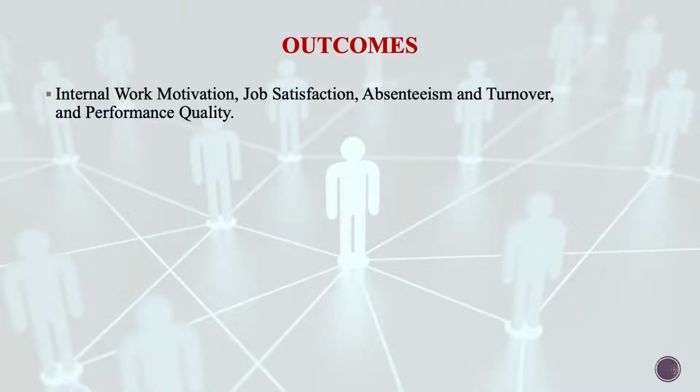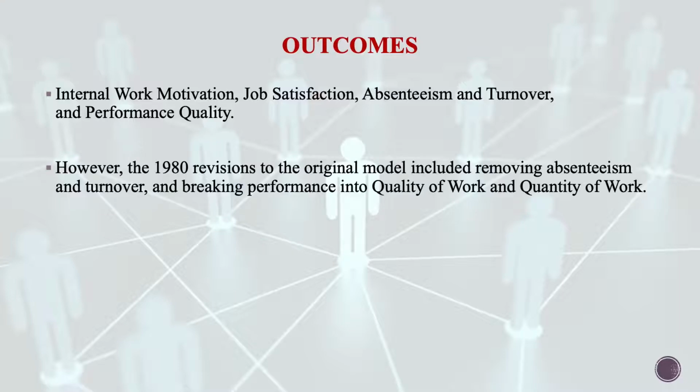Some of the outcomes of the job characteristics model are internal work motivation, job satisfaction, absenteeism and turnover, and performance quality. However, the 1980 revisions to the original model included removing absenteeism and turnover and breaking performance into quality of work and quantity of work. So these are the major outcomes of the job characteristics model.